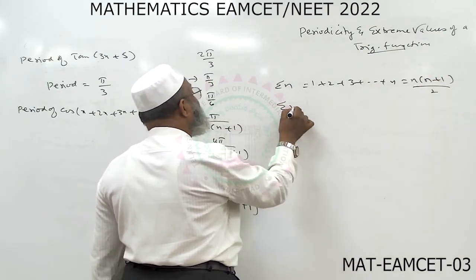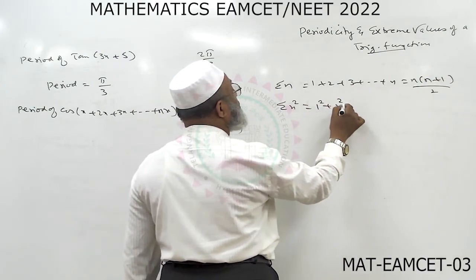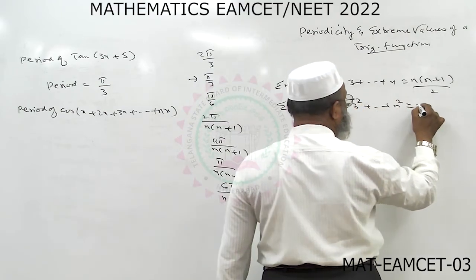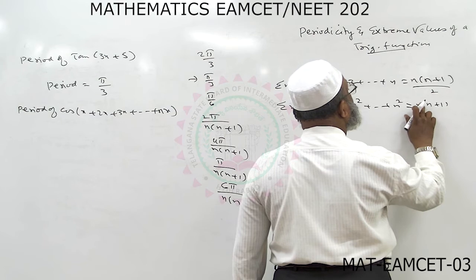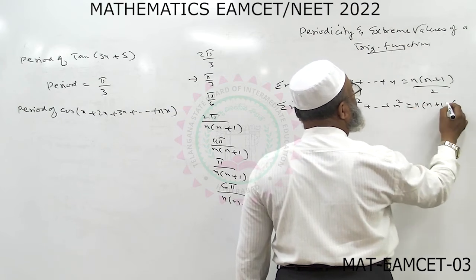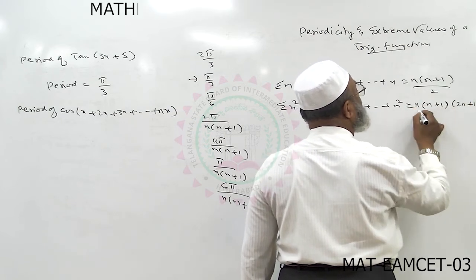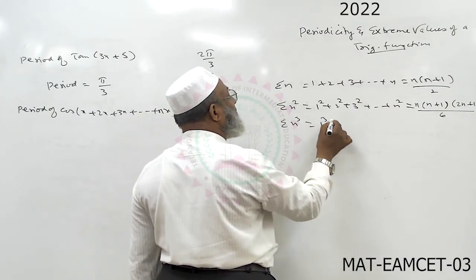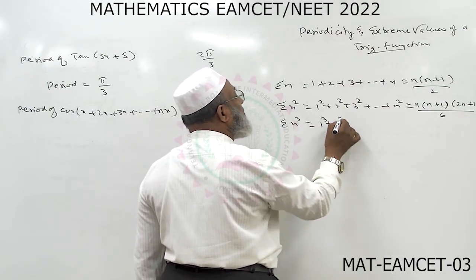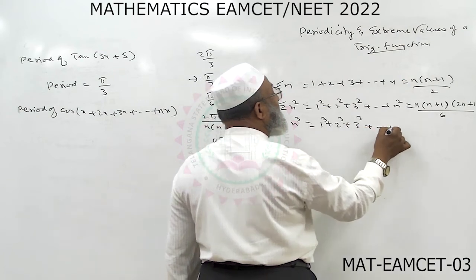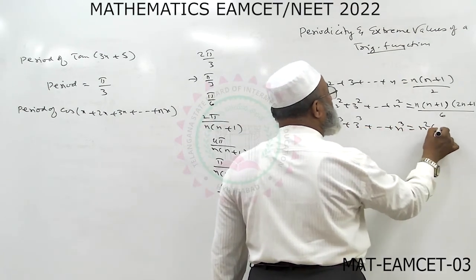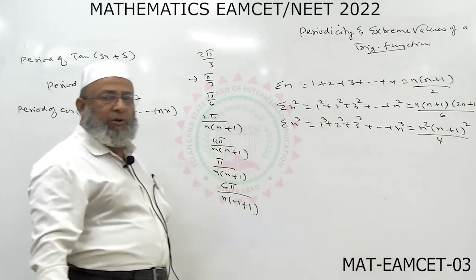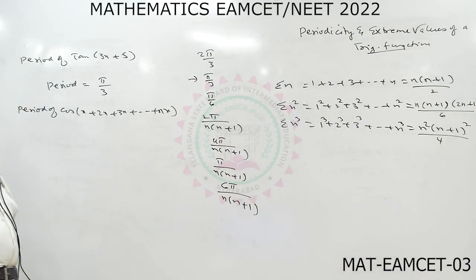Similarly, what is sigma n square? 1 square plus 2 square plus 3 square up to n square is equal to n into n plus 1 into 2n plus 1 by 6. And sigma n cube, the cubes of natural numbers, 1 cube plus 2 cube plus 3 cube up to n cube, is equal to n square into n plus 1 whole square by 4, right? So these are the formulas we have used in SSC.